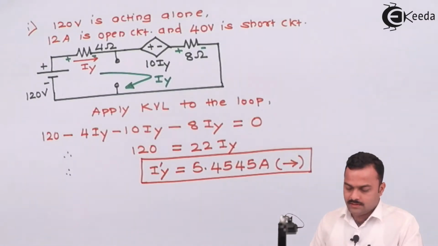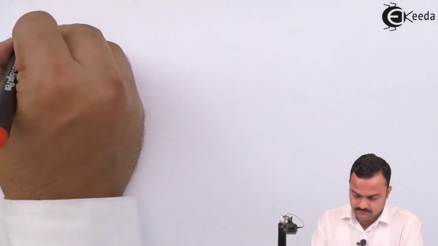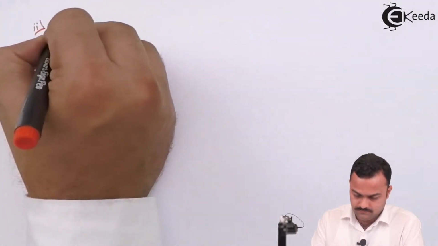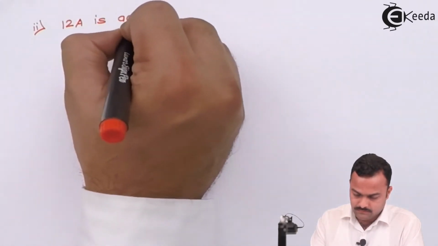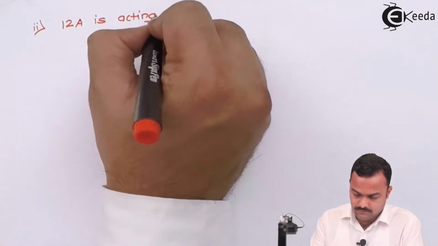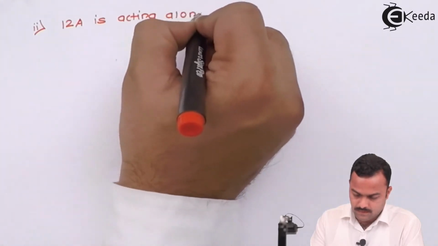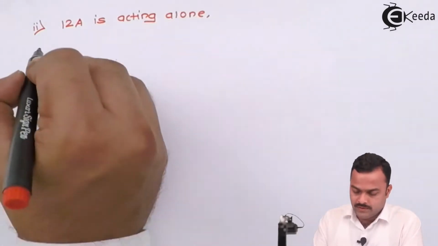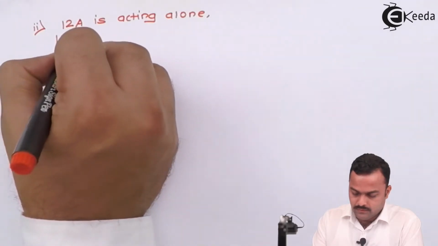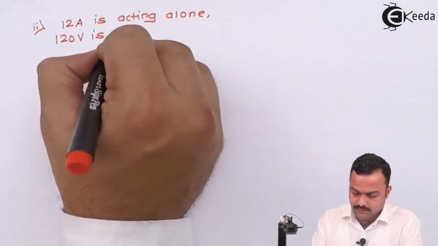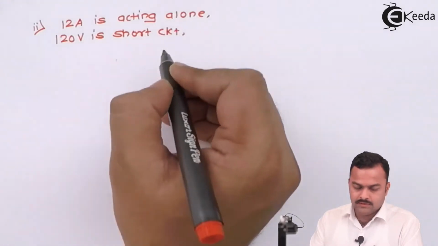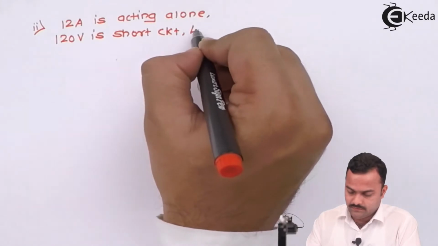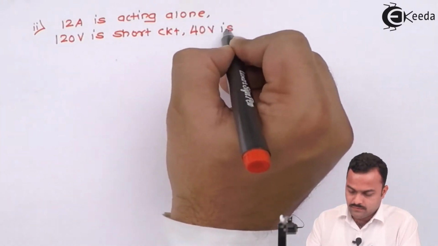Let's go ahead and take the second source, which is 12 ampere. So now 12 ampere is acting alone. What will happen to 120 volt? 120 volt will be short circuited, being a voltage source. And another source is also a voltage source, that is the 40 volt. So that will also be short circuited.